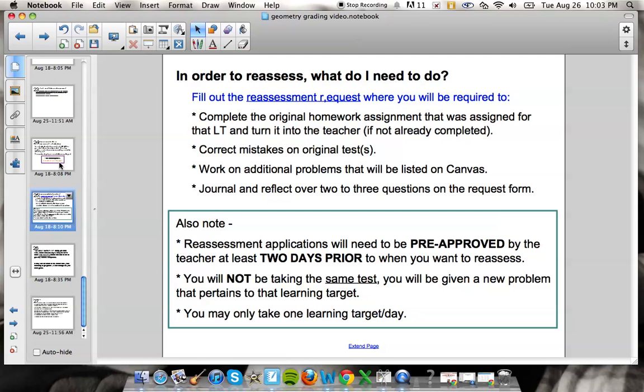Reassessment requests need to be pre-approved by the teacher at least 2 days prior to when you want to reassess. You will not be taking the same test, but you will be given a new problem, and you may only take one learning target per day.